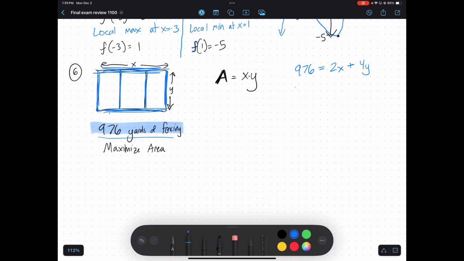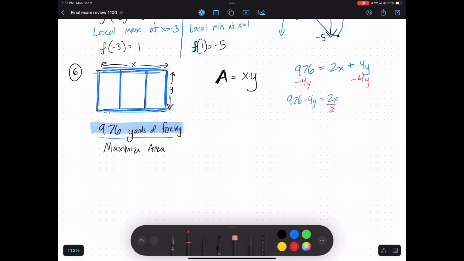So, there's my constraint equation. What can I do with that constraint equation? Solve for one of the variables. Doesn't matter which one, but I can solve for either one of the variables. I'm going to solve for x because the coefficient's smaller. So I'll subtract 4y from both sides. Minus 4y. That gives me 976 minus 4y equals 2x.